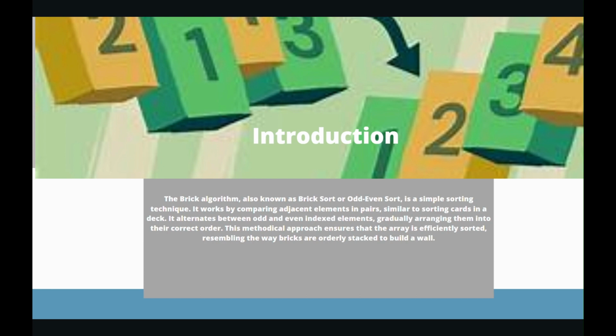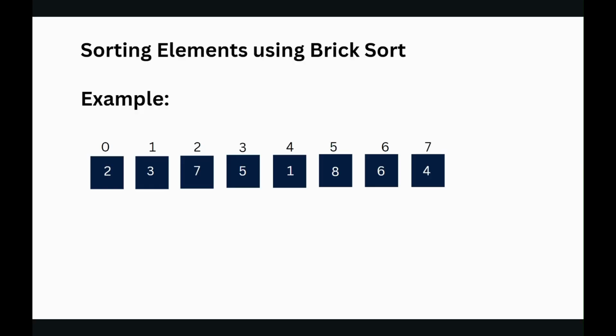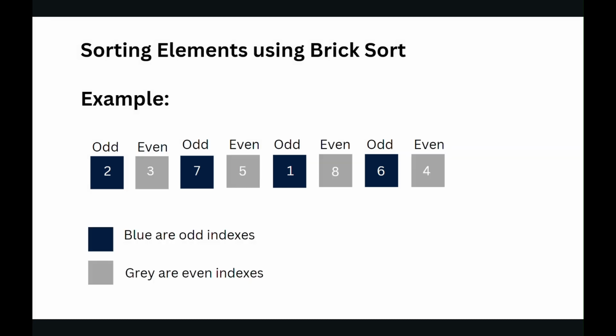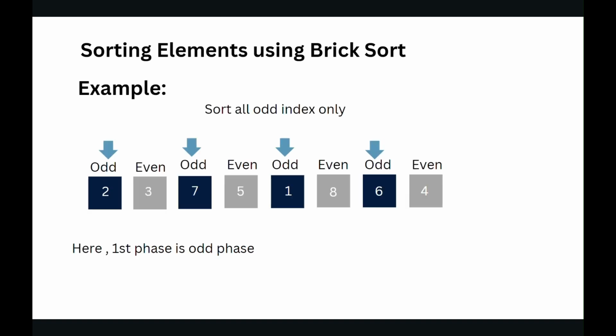Now, let's see the example part of this brick sort algorithm for the better understanding. Let's move into the example part. Here in this example, in an array, we consider elements as 2, 3, 7, 5, 1, 8, 6 and 4. Before going to solve this example, I would like to say that in this brick sort algorithm, there are totally two phases. One phase is odd phase, another phase is even phase. The blue boxes indicate odd index values and grey boxes indicate even index values.